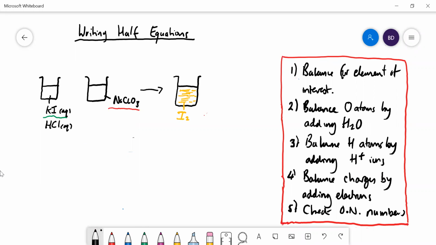And then we've got some sodium chlorate(V). That should give you a clue to the oxidation number of chlorine there. It is +5. Okay, so you mix those two solutions together, you get a reaction occurring. It goes dark brown because you made some iodine. And the chlorate ends up as chloride ion. So we're going to use our rules here to write two half equations and then combine them together.